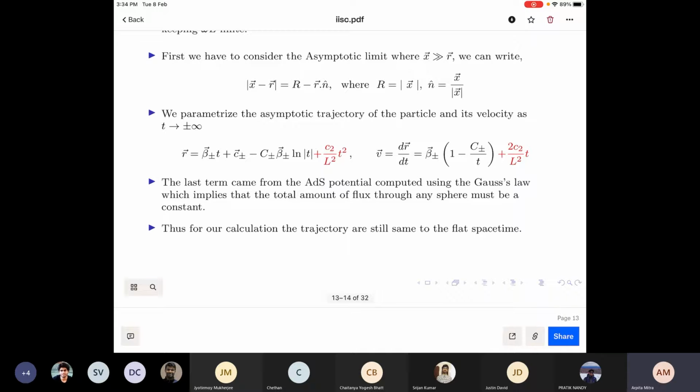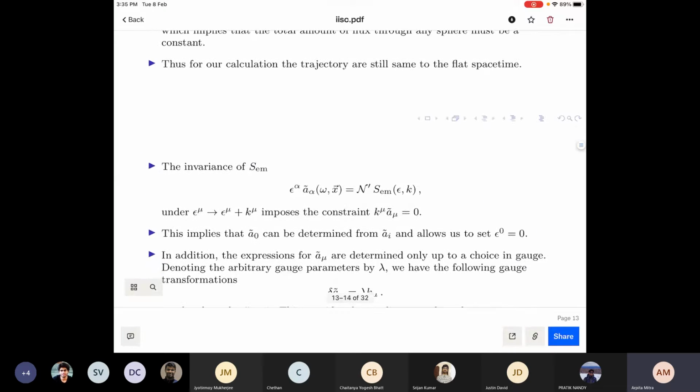But the expressions for the metric perturbations and the gauge field perturbations are already at 1 by L square order. So if we consider these red terms, then our calculations will go like 1 by L to the power 4 order, so we did not consider this term. This also implies that up to 1 by L square order, the hard particle asymptotic trajectories are the same as flat space-time trajectories. So there is no interaction due to the AdS space. For the rest of our calculation, the asymptotic trajectory will be the same as the flat space-time.